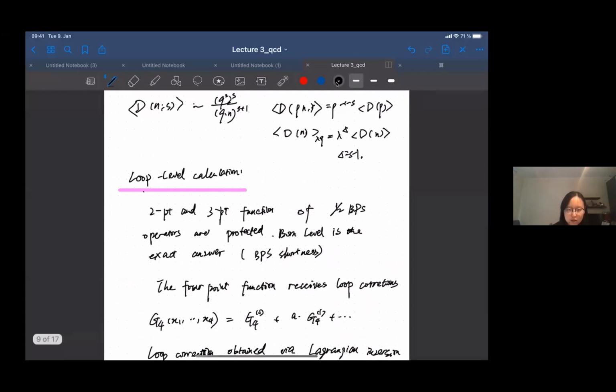We can check that this answer is actually consistent with the conformal symmetry, because the scaling dimension and the spin tell you how the final answer should look, under the rescaling of the vector n as well as the rescaling of the center of mass energy q. So you can check that it satisfies all these rescaling properties.